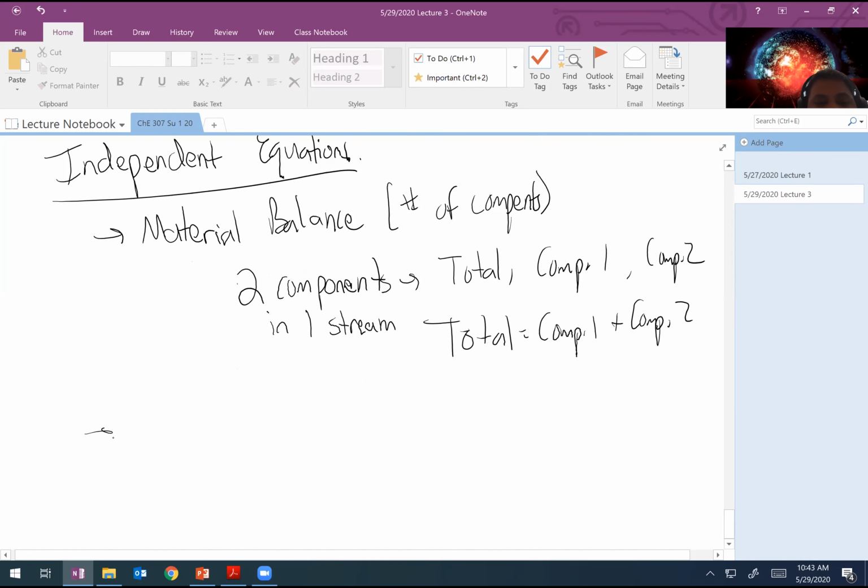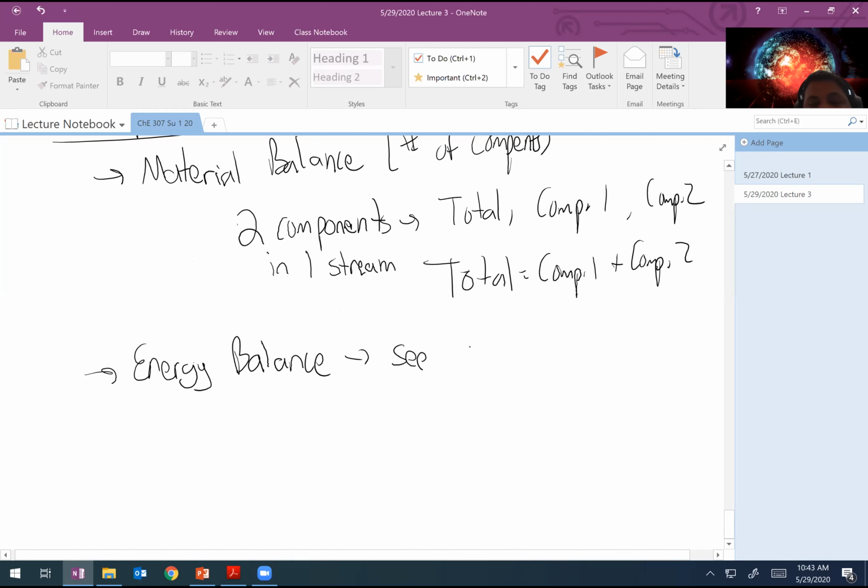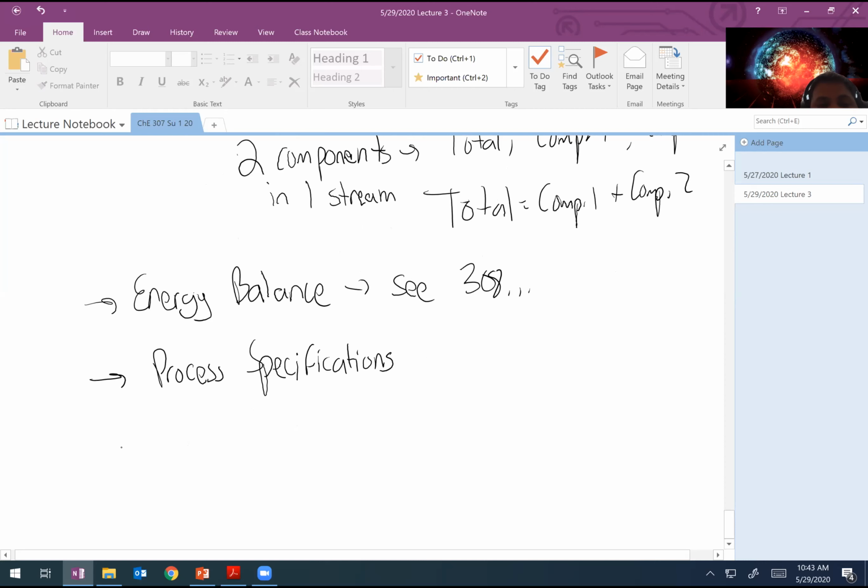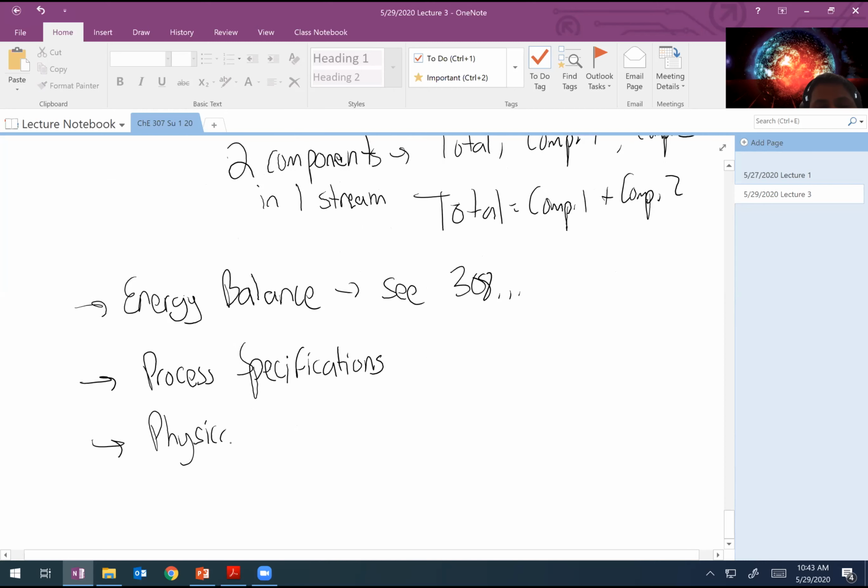Some other considerations: your energy balance, not for this class, that's C308. Also, any process specifications, those relationships where, say, one stream is a third of another stream. Then you can consider what physical property information and laws, such as Dalton's law and Boyle's law, we'll get into that.